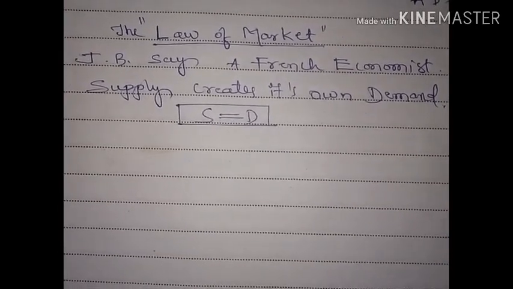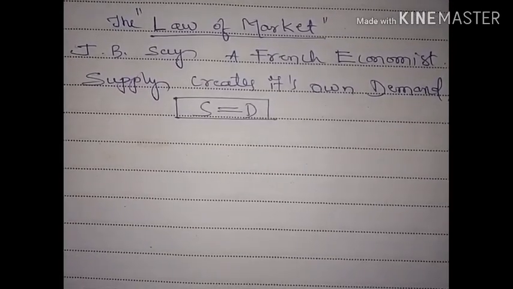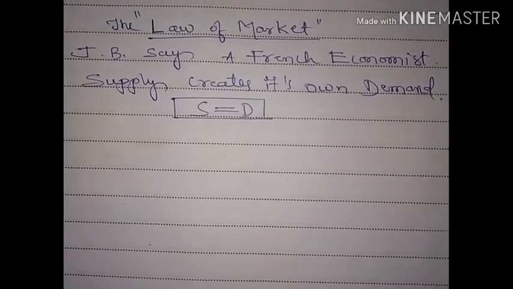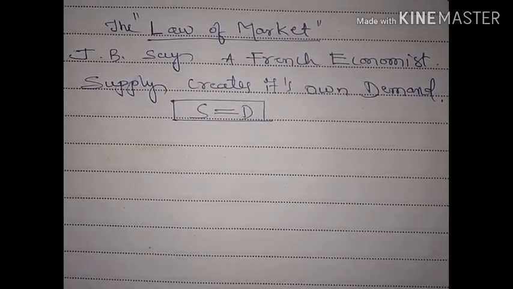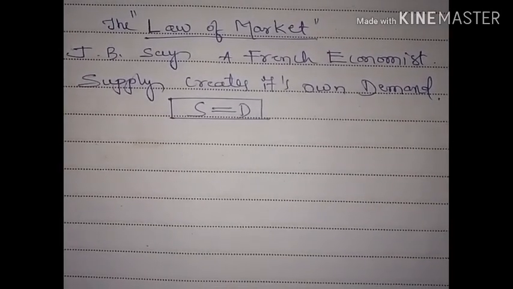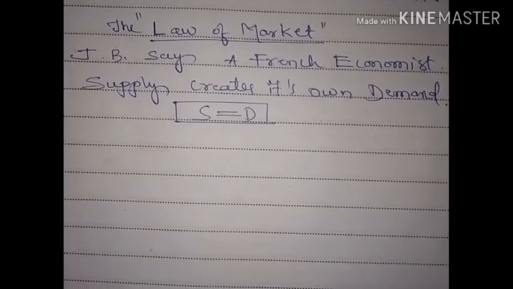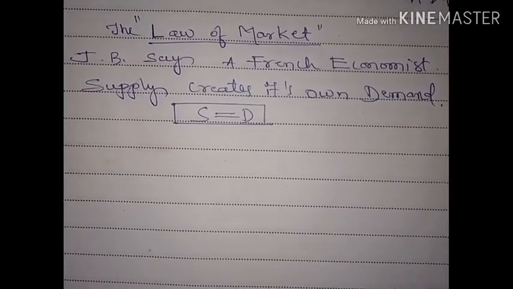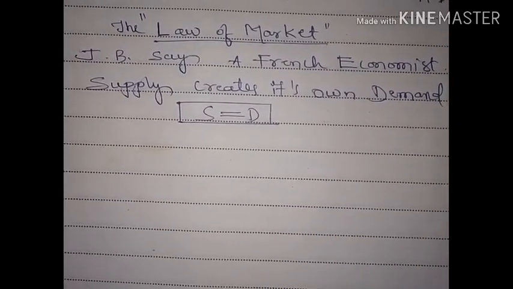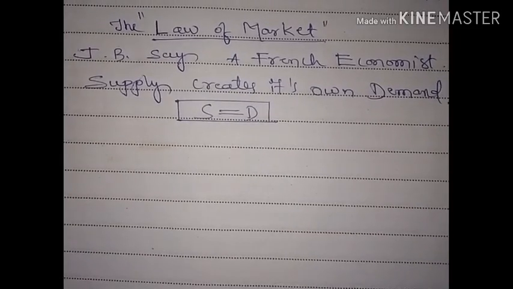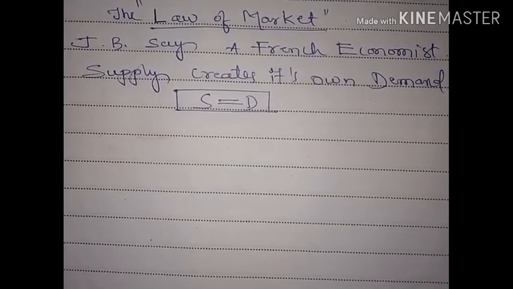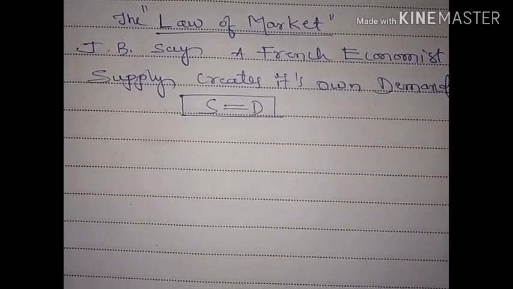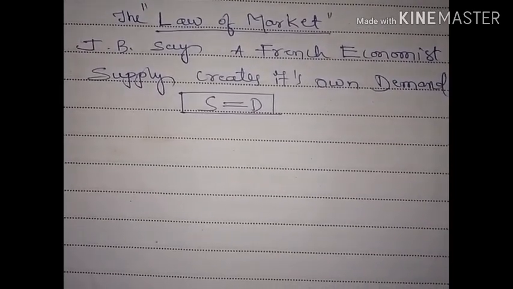Here, product market equilibrium is there, which is a part of the classical theory of employment that is explained by J.B. Say with the help of this law of markets. Law of markets is propounded by J.B. Say.